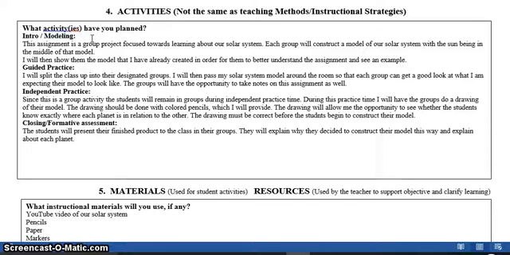And then for the closing and the formative assessment, the students will present their finished project to the class in their groups. They will explain why they decided to construct their model this way and explain about each planet.